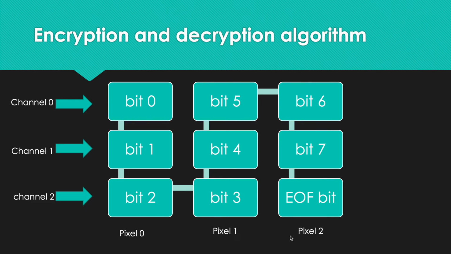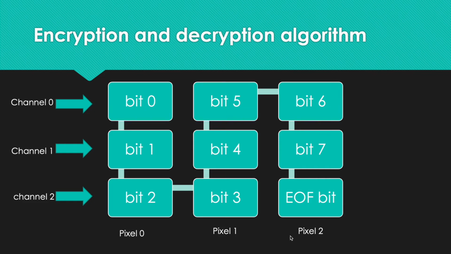Now this is how our algorithm works. Our algorithm takes 3 pixels at a time and works on them. Having 3 pixels with 3 channels each, we have a total of 9 8-bit values. Our algorithm alters the least significant bit of each of these 9 array elements. From bit 0 to bit 7 we have the data bits, and the ninth one is an EOF bit.